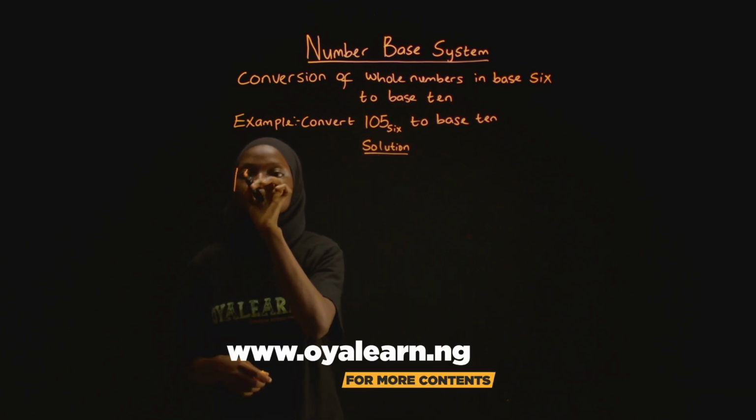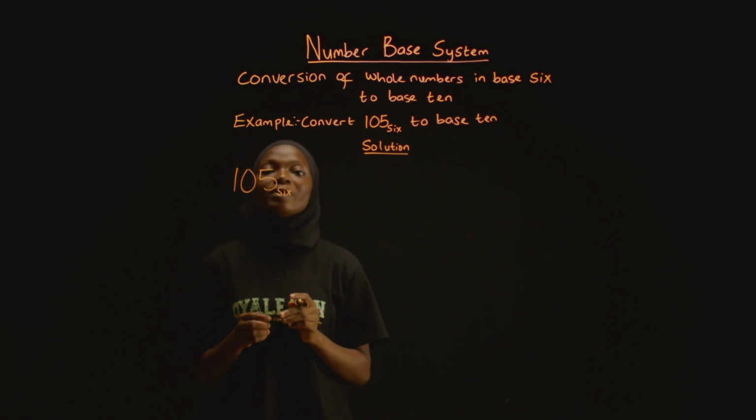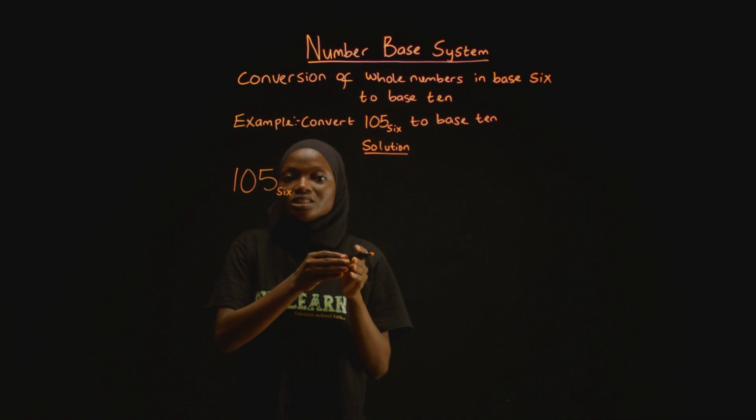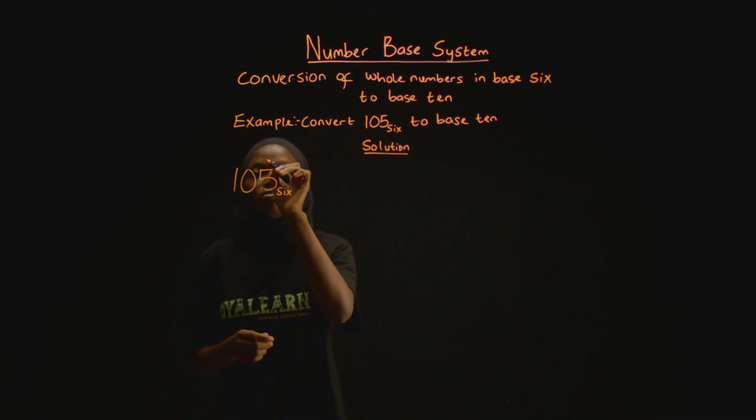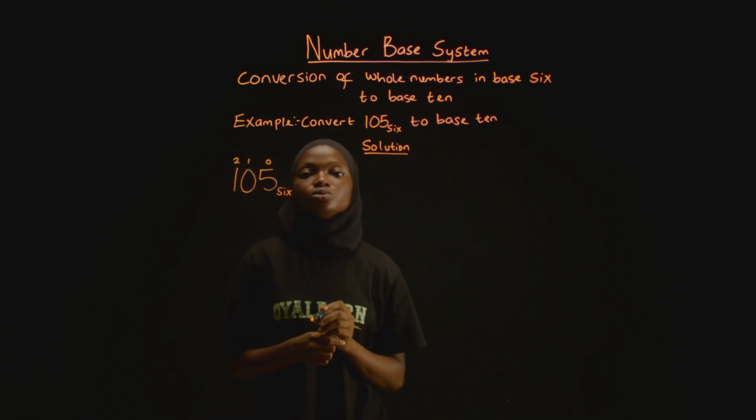We write our number given, 105 base 6. The first step is to number the digits starting from the last digit with 0. That is, you have 0, 1, 2.